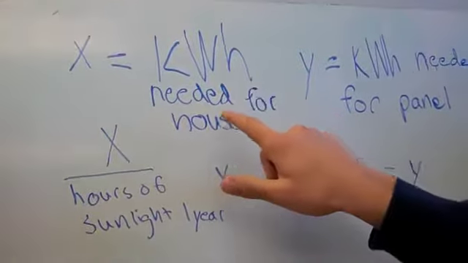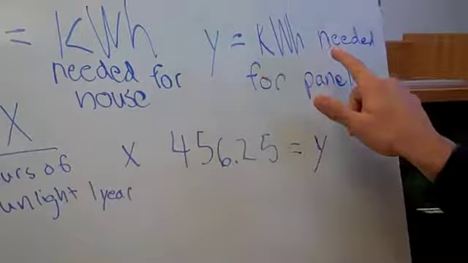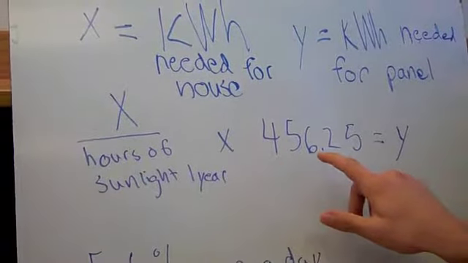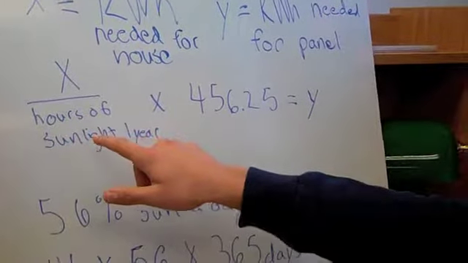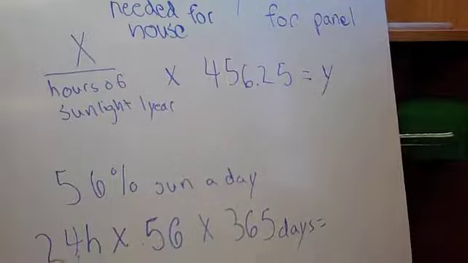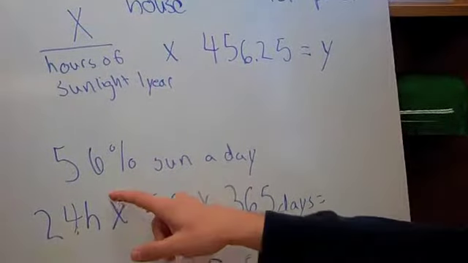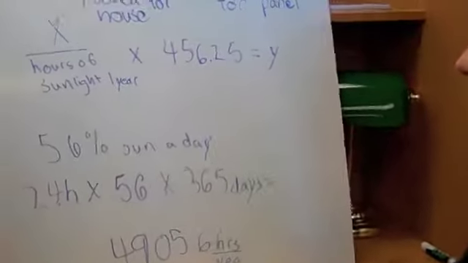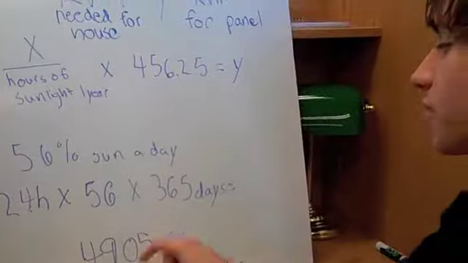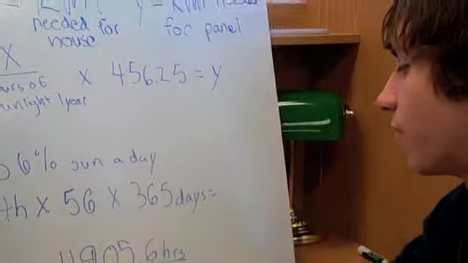Now let's do some math. We're now going to find the cost of powering Bloomington Normal with solar panels. You see here, x is the kilowatts needed for one house and y is the kilowatts needed for the panel. We got this equation from shinesolar.net, and it's x over the hours of sunlight in one year times 465.25 equals y. Weather.com said Bloomington Normal gets 56% sunlight a day on average, so we take 24 hours times 0.56 times 365 days in a year, which equals 4,905.6 hours per year of sunlight.